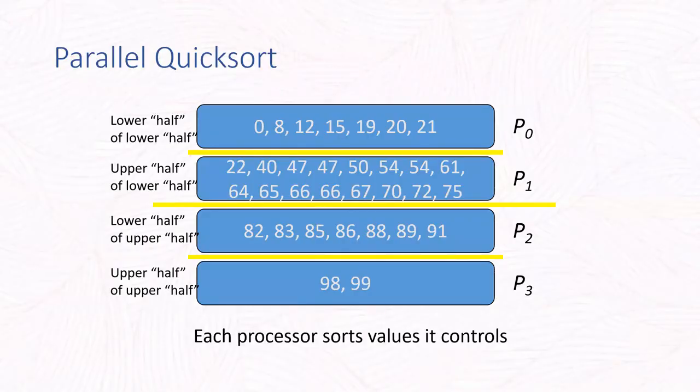After log p recursions, every process has an unsorted list of values completely disjoint from the values held by other processes. Now you can see that the highest value in P0 will definitely be smaller than the smallest value in P1. Similarly, the highest value in P1 will be lesser than the smallest value in P2. At this stage, each process sorts its own list of values using any sorting algorithm possible.